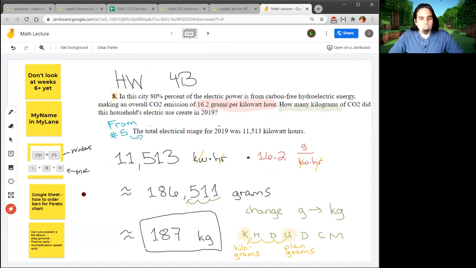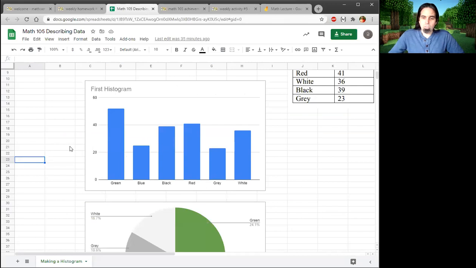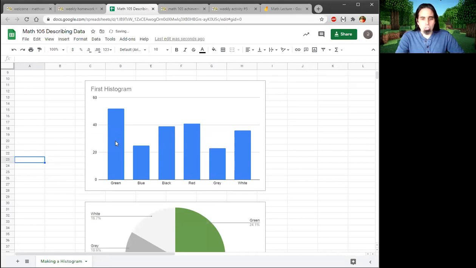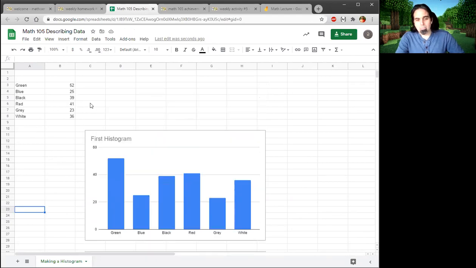Someone had a good question in email turning in homeworks. They had a bar chart that they had made with Excel, and they wanted to know how to change it into a Pareto chart with the things ordered. So I'm going to show you that.